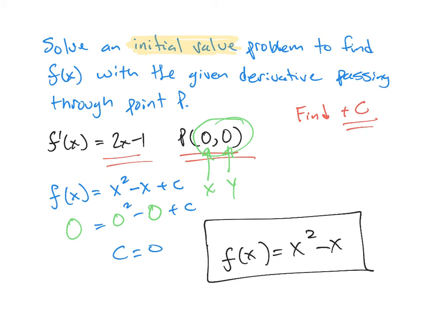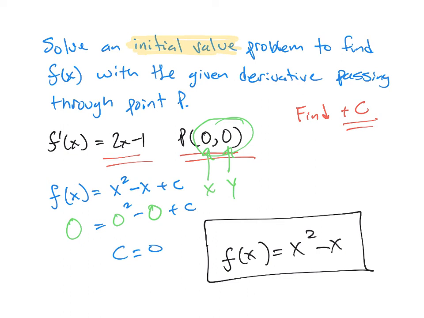So these problems have one answer, not an infinite number of answers. And we don't end up with a plus c on the end. We use the initial condition to figure out which c we're talking about. That's called an initial value problem.